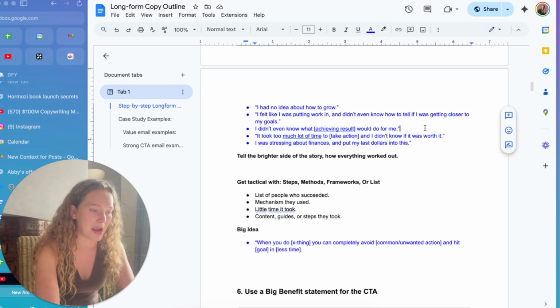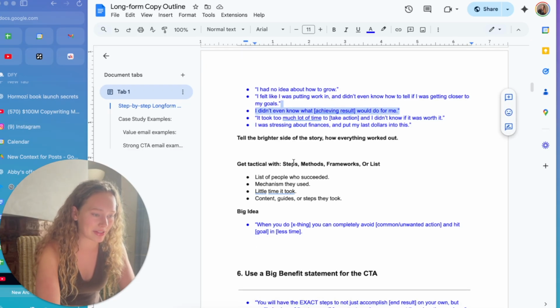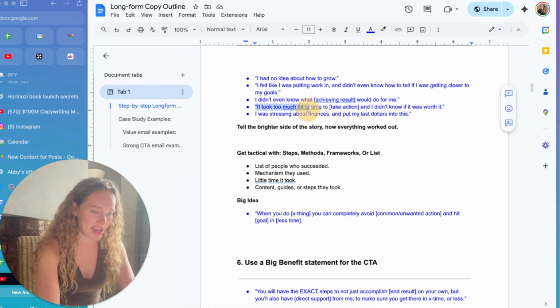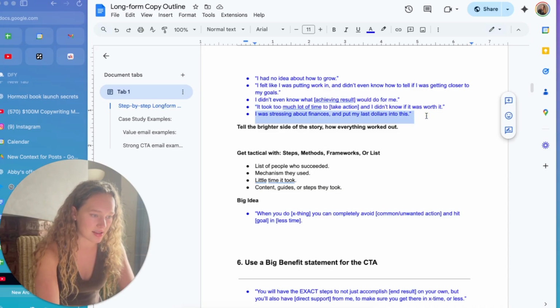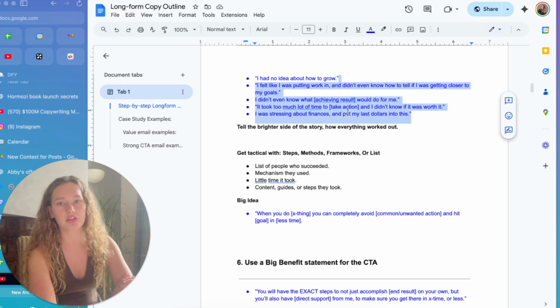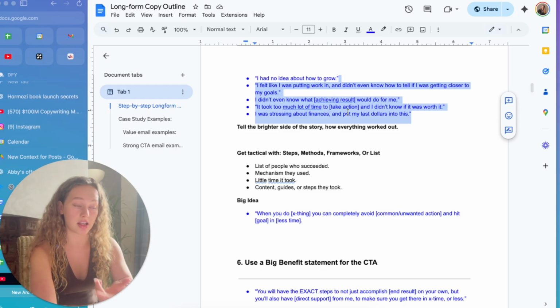That's actually true for my story. I had no idea that learning copywriting was valuable, which is actually, I think, what helped me sell it. So anyways, it took me too much time to get started. I didn't know if it was worth it. So I'm just filling this little gap in here. I was stressing about finances and put my last dollars into this. You could talk about these things that you think your avatar is going to relate with, because then they're going to automatically put themselves in your shoes and start envisioning themselves in your story.